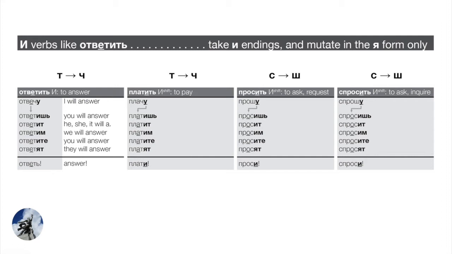Okay, one more with S, sprosit'. This means to ask or inquire, that is, ask a question. Sproshu, there's our mutation, but then we're back to S: sprosish, sprosit, sprosim, sprosite, sprosyat.